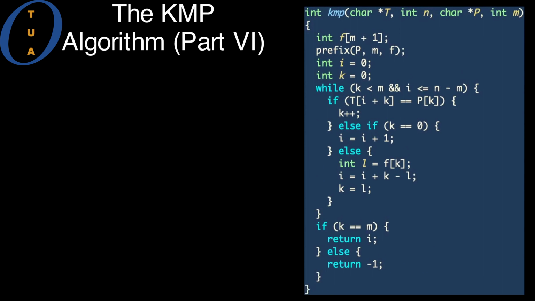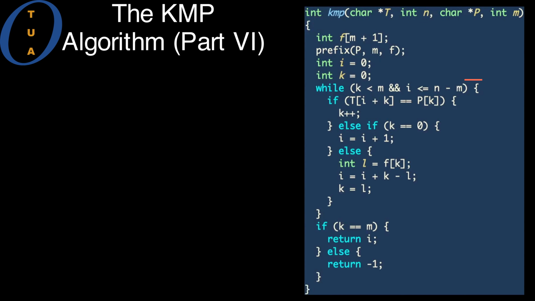Let us now understand why the KMP algorithm works in linear time. Recall that the computation of the failure function takes time big O of m in the worst case. As the size of the input is n plus m, this call is at most linear in the size of the input. So far so good.